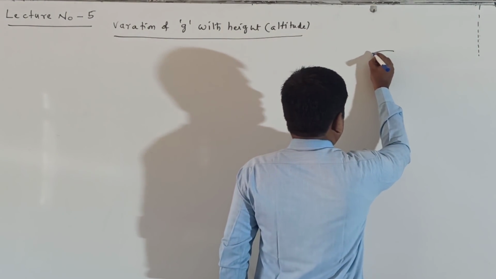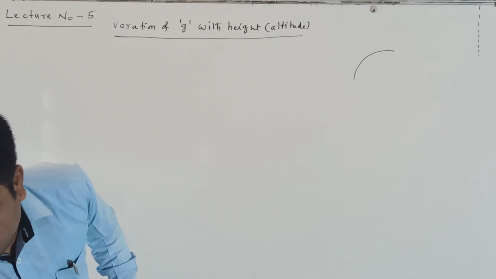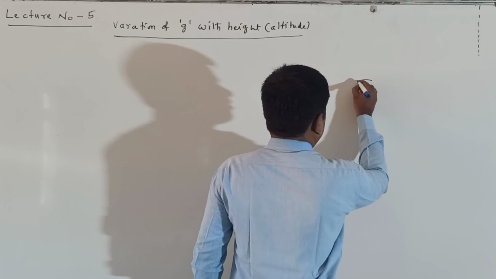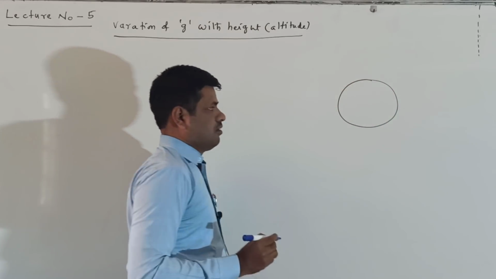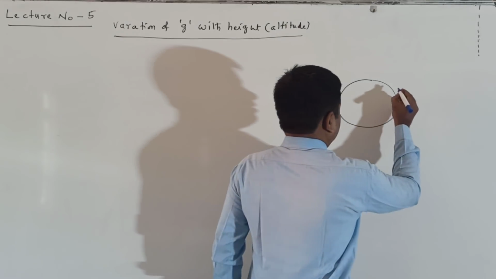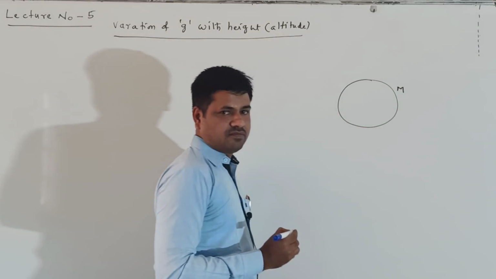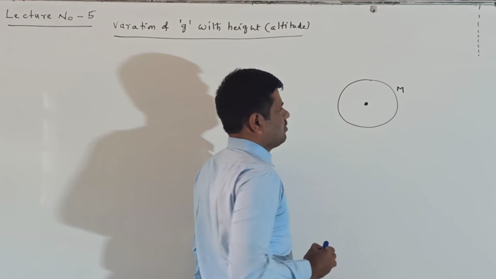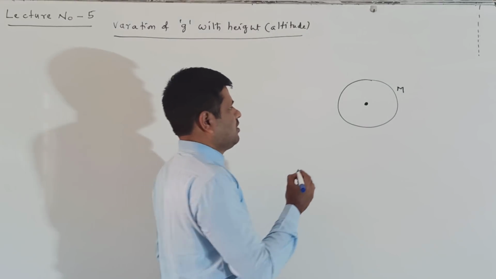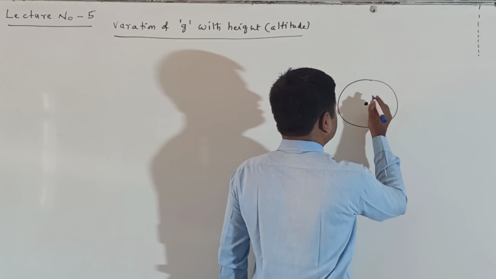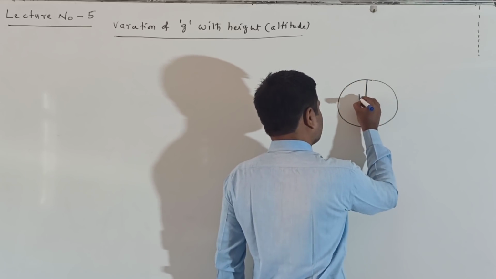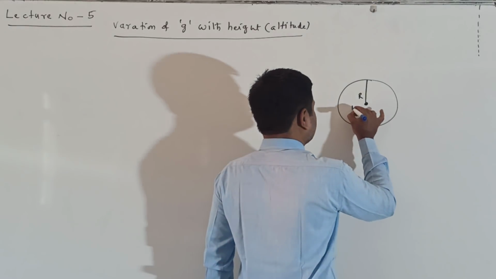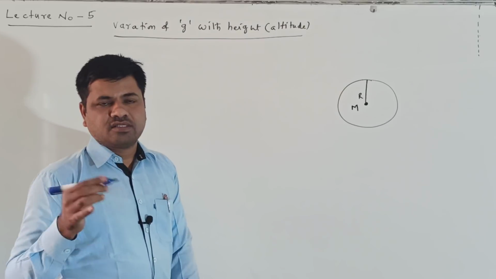Now listen here. I am recalling once again. Here, M is the mass of the earth. This is the center of the earth, and from the center of the earth we take this distance, which is the radius of the earth. The mass of the earth is concentrated at the center.